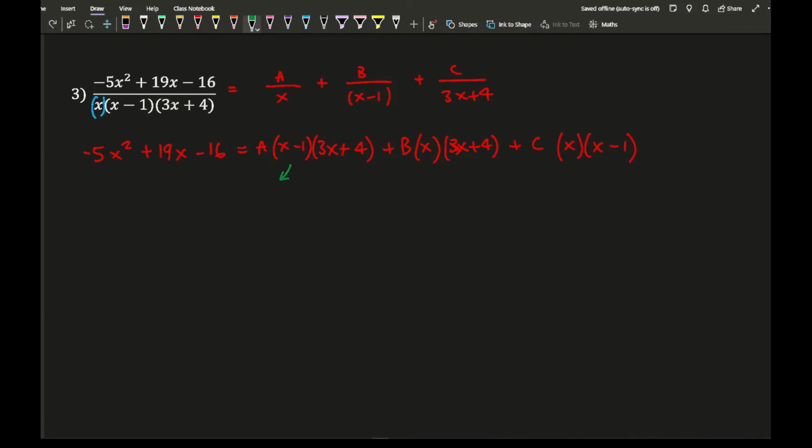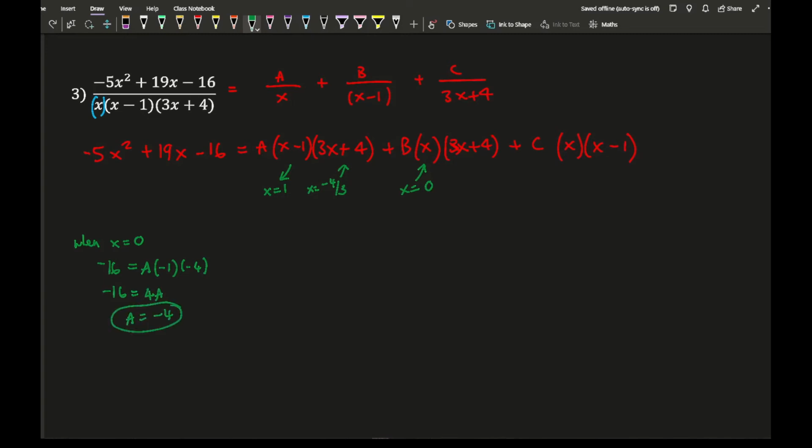So make this bracket equal to 0, x needs to equal 1. Make this bracket equal to 0, x needs to equal minus 4 over 3. And to make this bracket equal to 0, x needs to equal 0. So starting off with my values, when x equals 0, I've got minus 16 in terms of simplifying it. Then I've got a times minus 1 times 4. So I've got minus 16 equals 4a. So a equals minus 4.